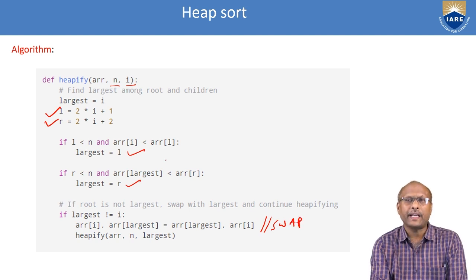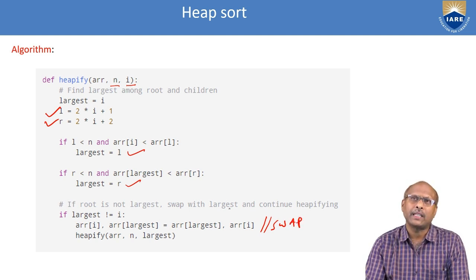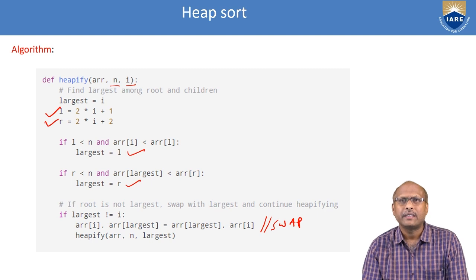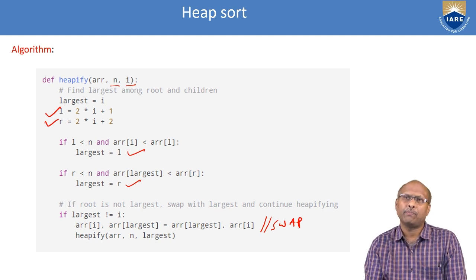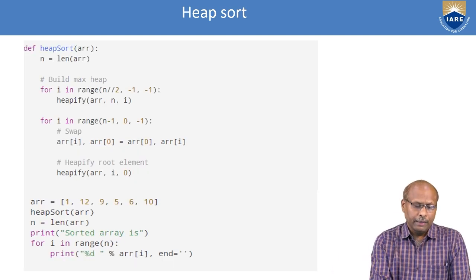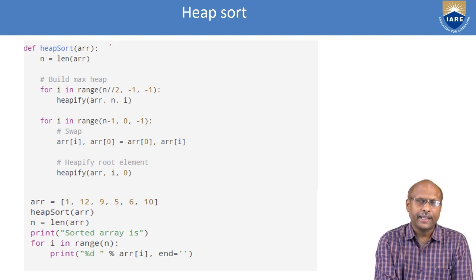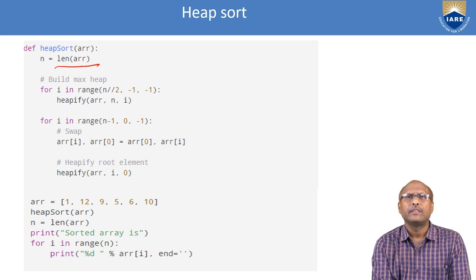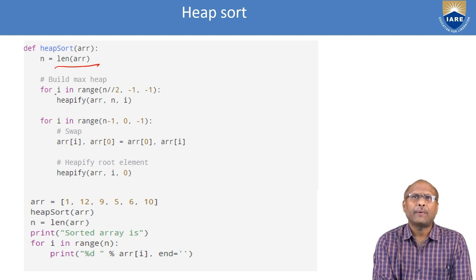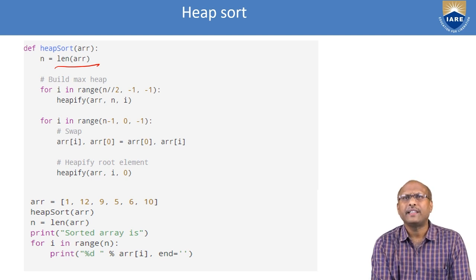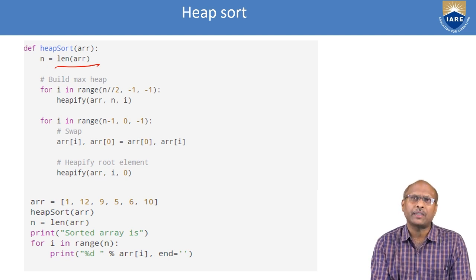Then heapify again. This process will continue until the complete tree is again a proper heap. So in heap sort, first I am passing the array. After passing the array, I am finding the length, which means the number of elements. Here my for loop starts for i in range of n by 2 up to 1, because I am coming in reverse order.